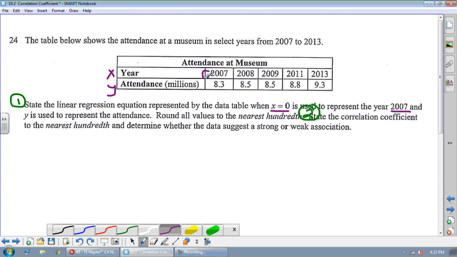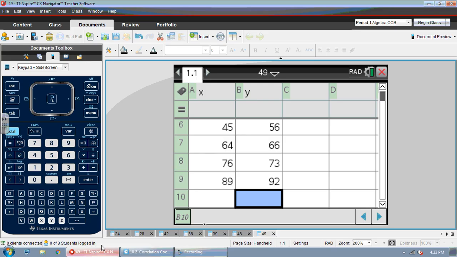And they have told us to use X equals 0 to represent 2007. So this one's just a little bit different because when we're putting it into the calculator, for 2007 we're not going to put in 2007, we're going to put in a 0. So if 2007 is year 0, 2008 is year 1, 2009 is year 2, 2011 is not 3. We have to skip 2010, that would have been 3. 2011 is actually 4. And 2013, that's not going to be 5, that's going to be 6. So we're going to put into the calculator 0, 1, 2, 4, and 6. So let me show you what that's going to look like.